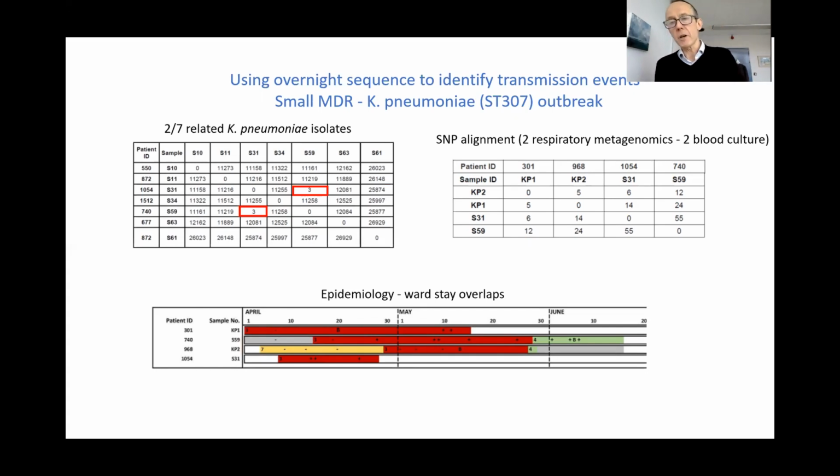When we then compared those 2 with 2 blood culture isolates from 2 other patients, this was actually a Klebsiella ST307, ESBL, and multi-drug resistant. All of them only differed by a small number of SNPs, and so were probably related. And the epidemiology in the bottom there of the ward stay overlaps confirmed that.